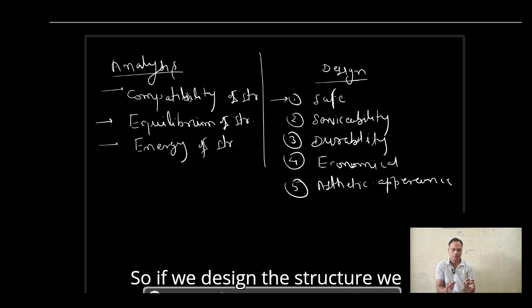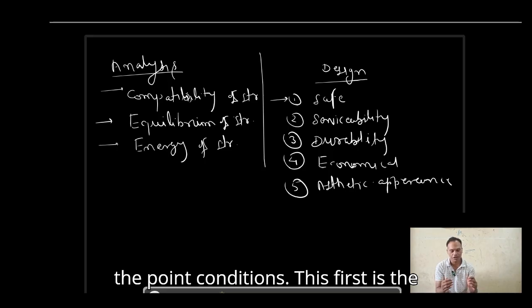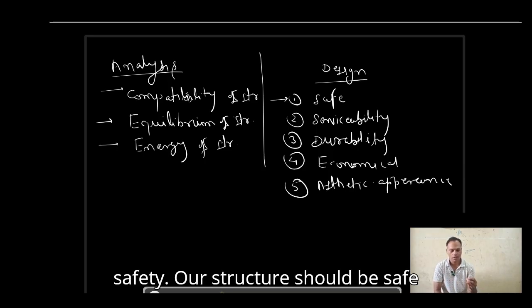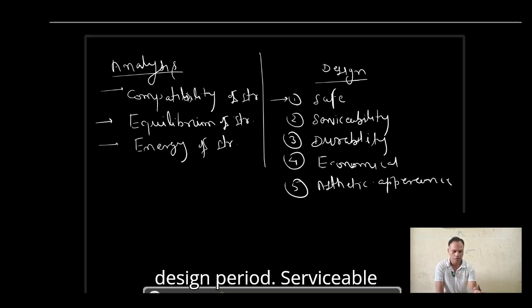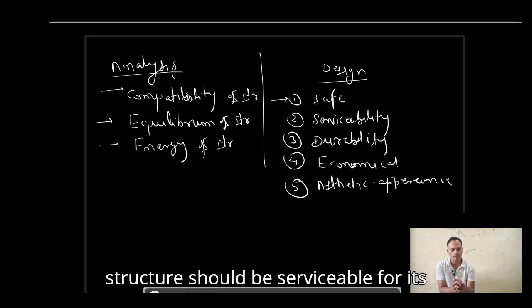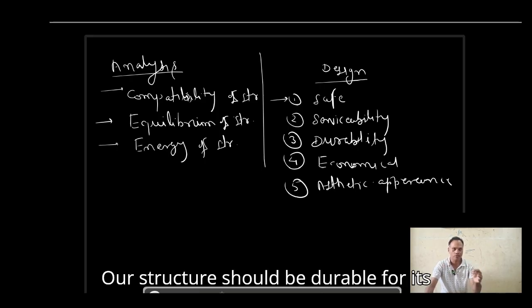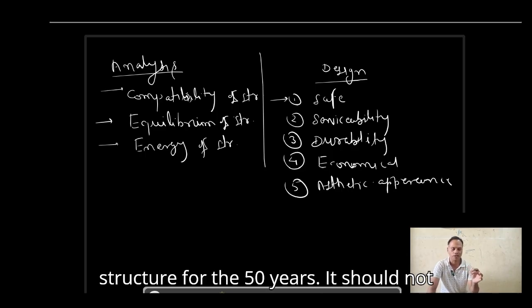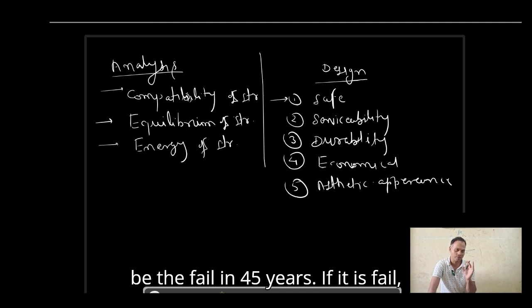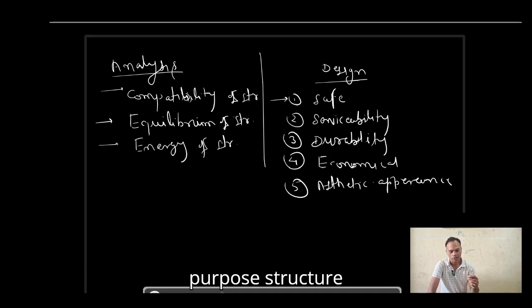So if we design the structure, we keep these five factors in mind. This first is the safety. Our structure should be safe against the design loading for its design period. Structure should be serviceable for its design life period. The third one is the structure should be durable for its design life. Let us suppose we design the structure for 50 years. It should not fail in 45 years. If it fails, it is not serviceable, so it will defeat the purpose. Structure should be durable and economic.